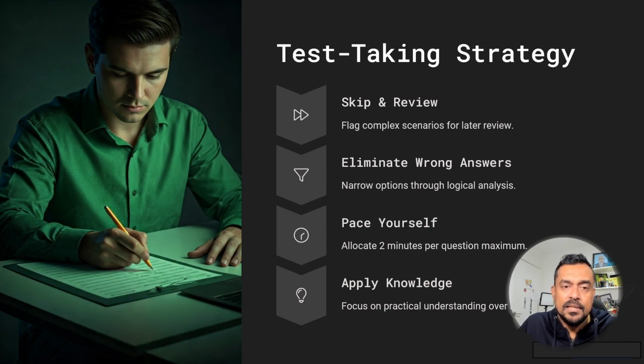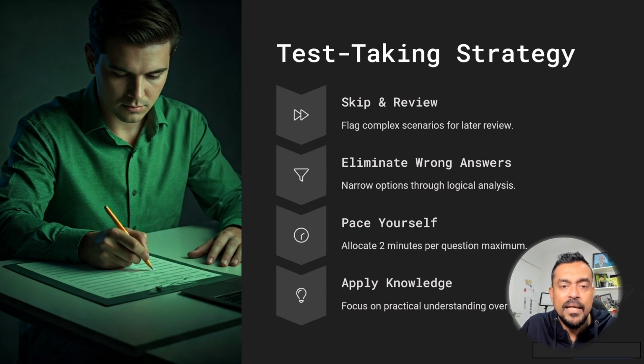Number one, test taking strategy: skip and review. Flag complex scenarios for later review, right? Otherwise you will be spending more and more time understanding a complex question, whereas there can be dozens of easily crackable, low-hanging fruit questions that you can use that time on. So just skip and review. You can flag on your exam and take them later. You can just tick review and go to the next question, right? So nothing stops you from coming back and answering it later.